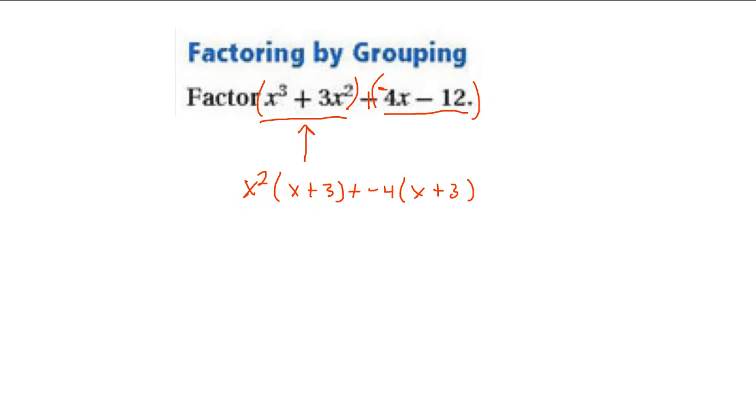Because when I factor, these two things have to be the same. And if they're the same, then we factor this out because they're the same in both terms, right? So now I'm going to factor out an x plus 3. What is left if I factor out an x plus 3? This and this.